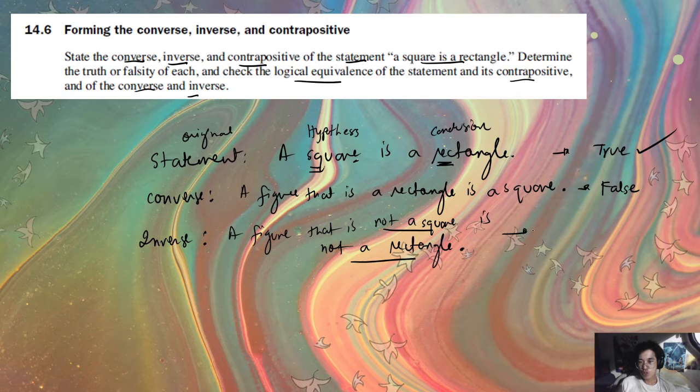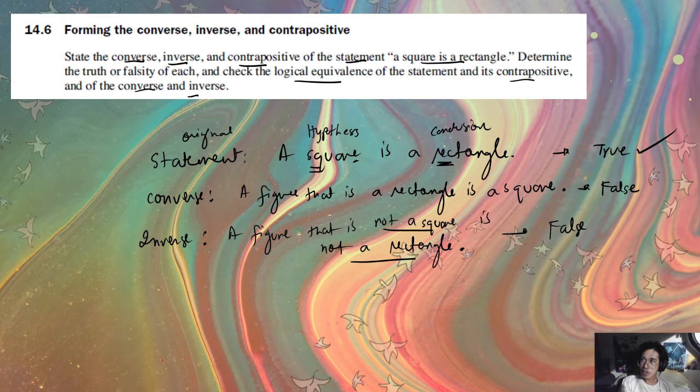Now we know just by saying that it's already false, because not all figures that are not squares can be not a rectangle. So they could be other figures as well. Maybe they could be a triangle. Okay, so a figure that could be not a square could be not a rectangle. So what example would that be?